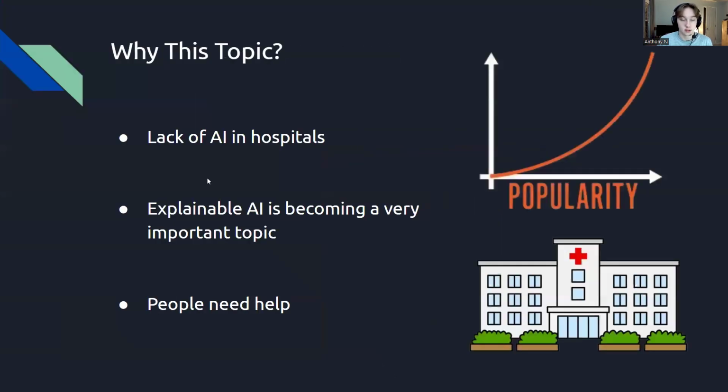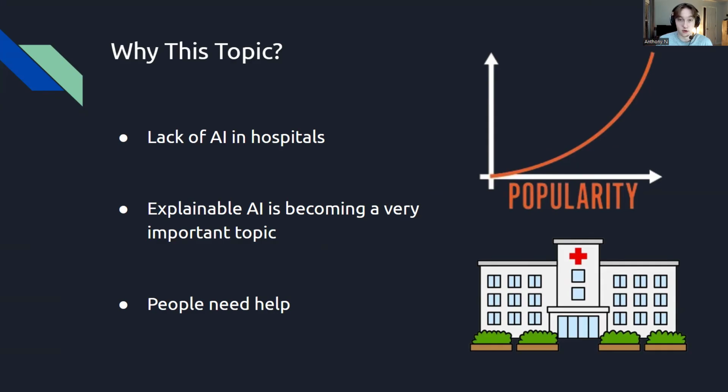So why did I choose this topic? Well, AI is really big right now. Elon Musk is using it in self-driving cars, ChatGPT is just taking control of everybody's lives, but we still haven't seen a large use of AI in hospitals. Why is that? Well, hospitals just can't trust the output of an AI.